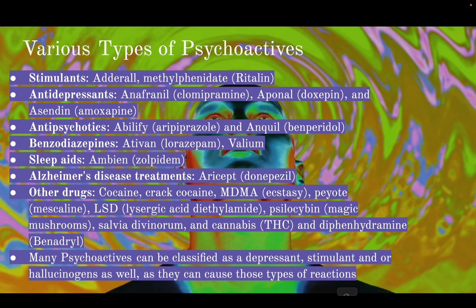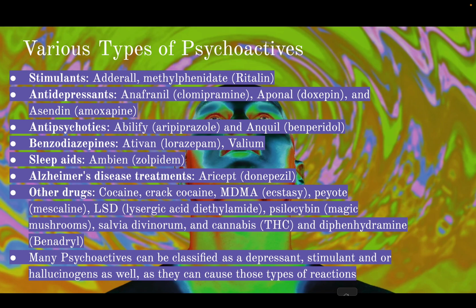And other drugs include, usually the common ones we hear a lot about, cocaine, crack cocaine, MDMA, also known as ecstasy or Molly or XTC, peyote. It's a naturally occurring one in nature. It's a plant. We have LSD, psilocybin, also known as magic mushrooms. We have Salvia divinorum. It's a plant that is normally smoked, and cannabis, which holds THC, and then diphenhydramine, also known by the brand name Benadryl.